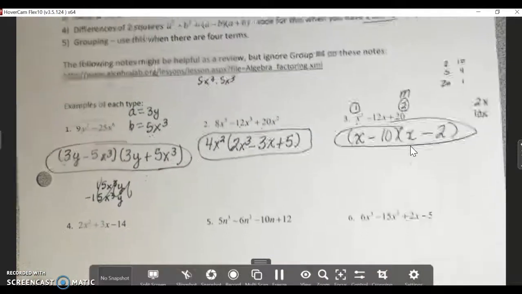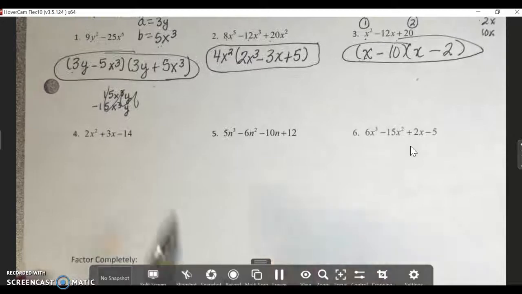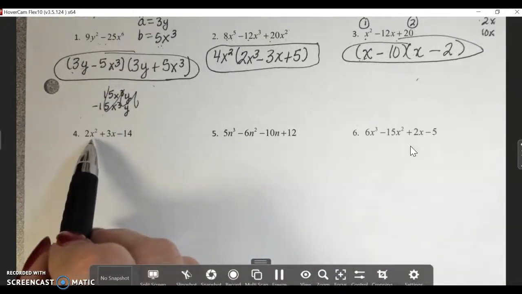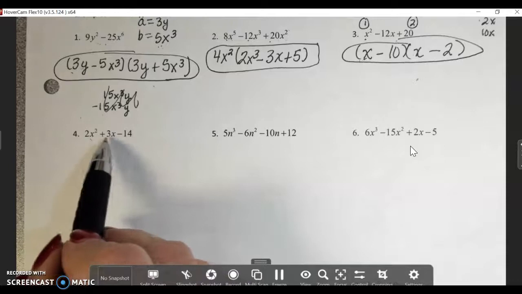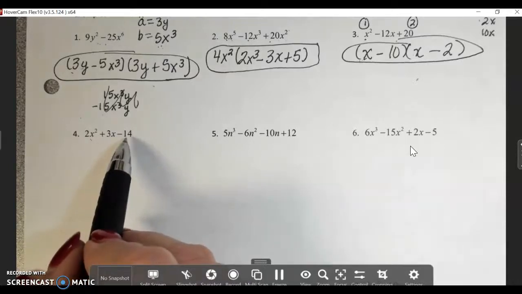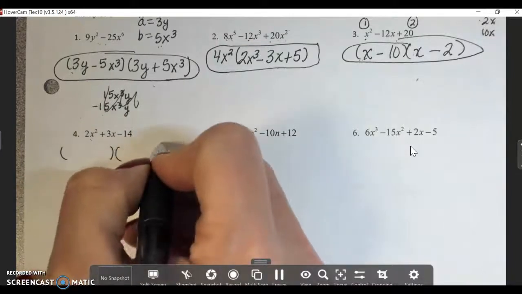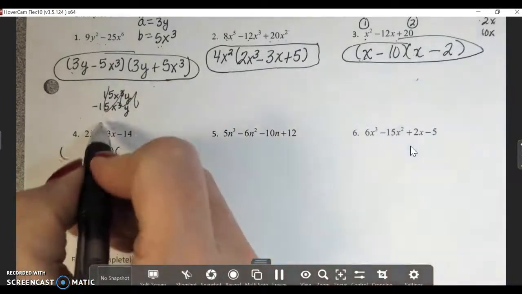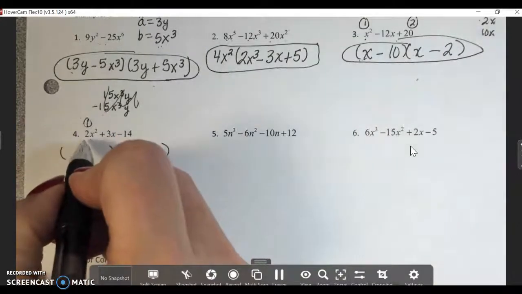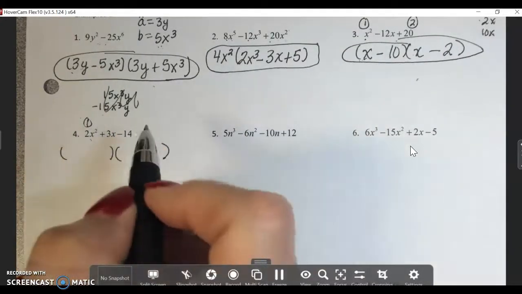All right, moving on along. Looking at number 4. We look for a GCF. Is there one? Nope. So I'm going to have to just try setting this up as a general trinomial. First I look here. What times what will give me 2x squared?